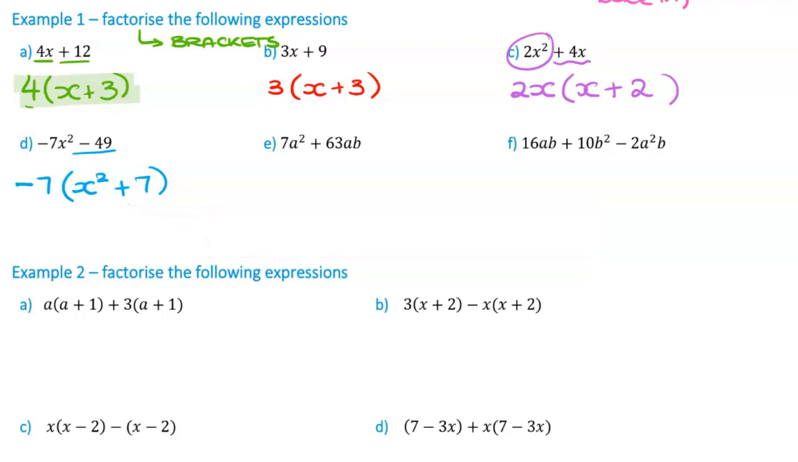We've got 7a squared plus 63ab. Both of these are positive. 7's the biggest number that goes into both. 7 goes into 7 once, and it goes into 63 9 times.